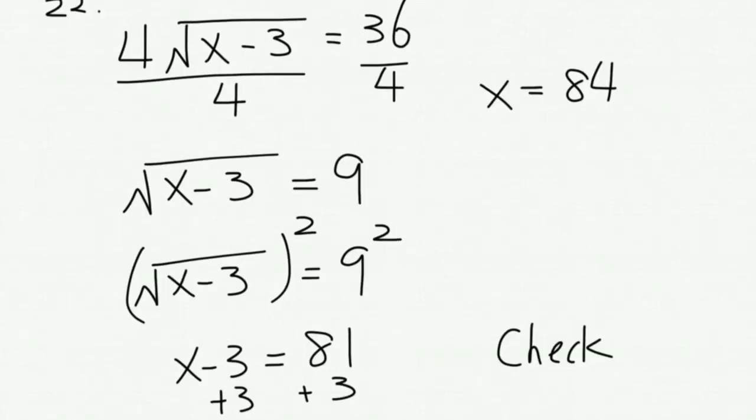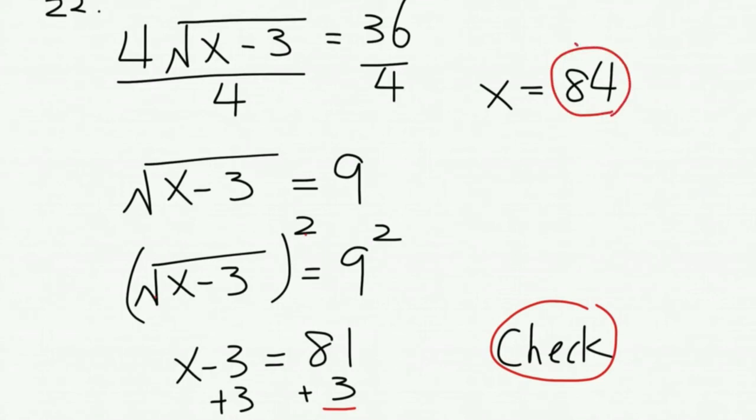Question number 22. 4 times square root of x minus 3 equals 36. Divide both sides by 4. Square root of x minus 3 equals 9. Square both sides to get rid of the radical expression, square root. Square root and square cancel each other. So I have x minus 3 equals 9 raised to the second power is 81. Add 3 to both sides. I have x equal to 84. Once again, don't forget to do your check by plugging 84 back into the equation to see if the statement, the equation, is true or false.